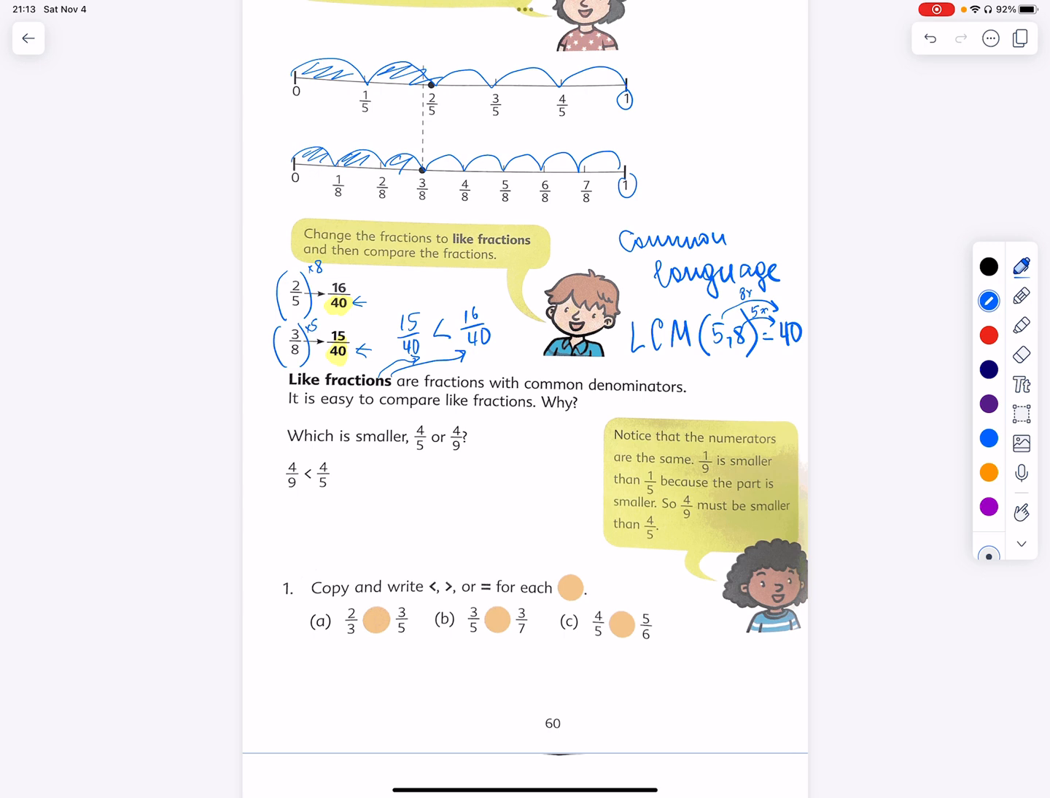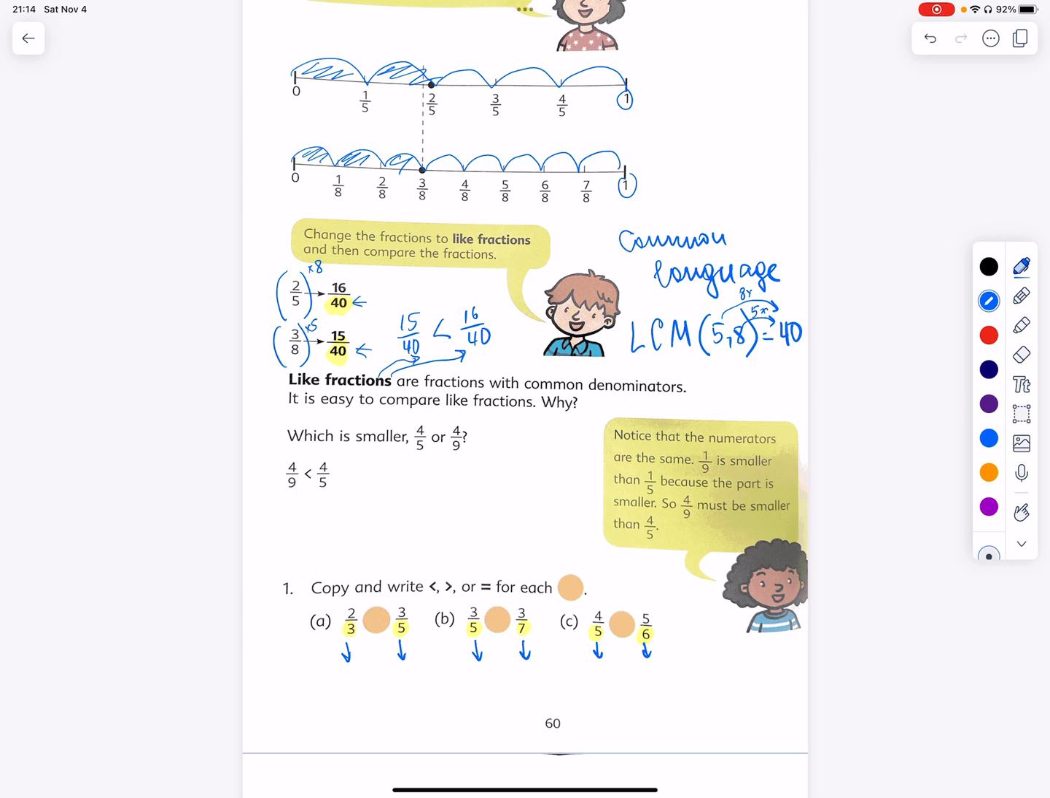Let's take a look at number 1. Again, we compare fractions and look at them. Of course, you can use logic. We have 2/3 and 3/5. We have 3/5 and 3/7. We have 4/5 and 5/6. We can use logic comparing fractions, but I want to practice the common denominator method. So let's first convert all these fractions into lookalikes, into fractions with the same denominator.